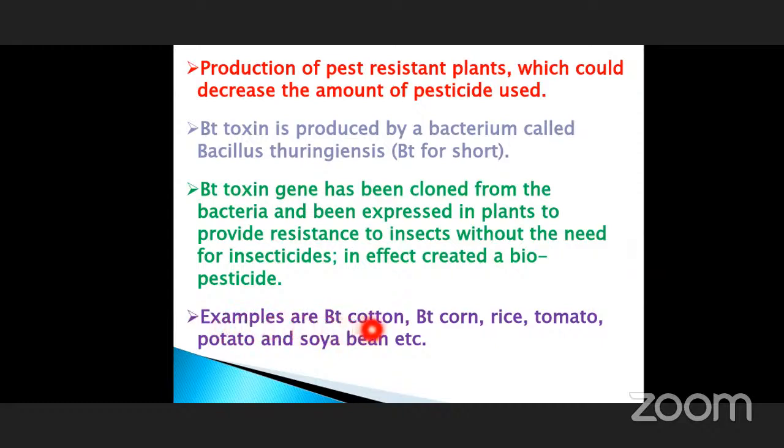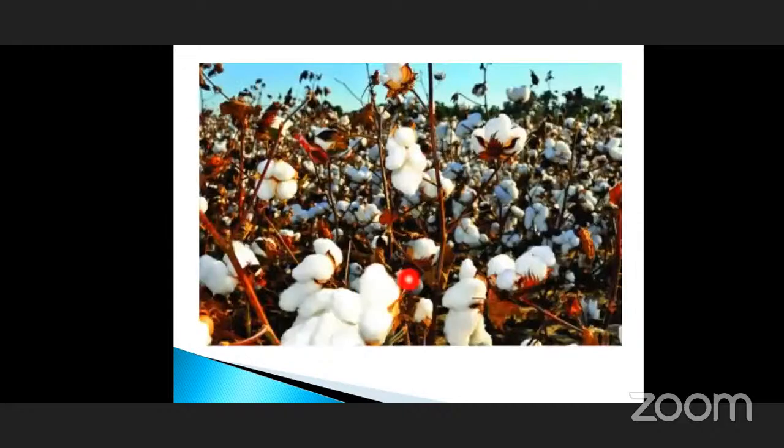The best examples are Bt cotton, Bt corn, rice, tomato, potato, and soya bean, etc. So it is the Bt cotton, a new variety of cotton.